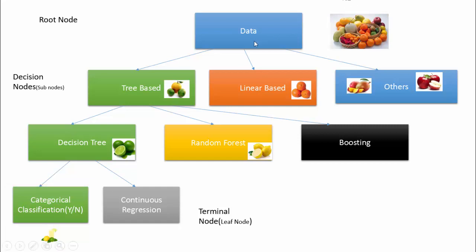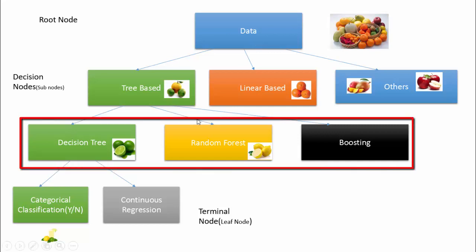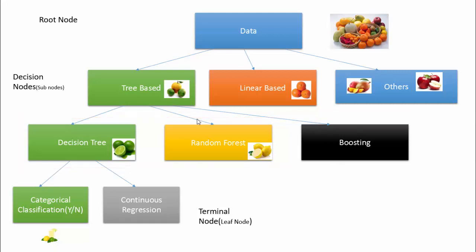So you have data, right? Then you try to use several approaches. It can be tree-based, linear-based, or others. And under tree-based, you can have decision tree, random forest, and then boosting. And a decision tree can use classification method or regression. Both the tree-based methods can be used for classification and regression problems. So that is the main idea about it. So let's see how we can do that in Julia.